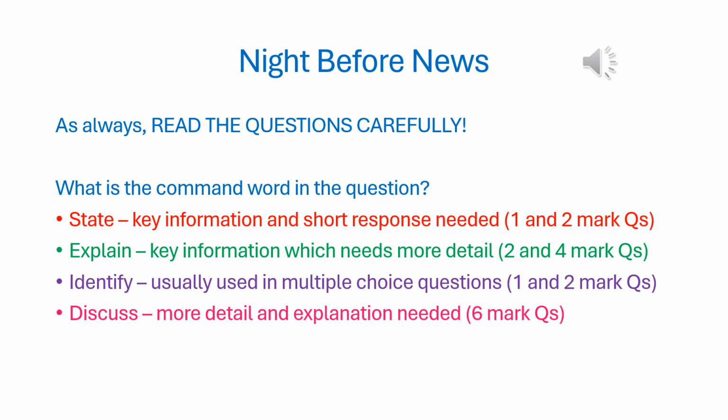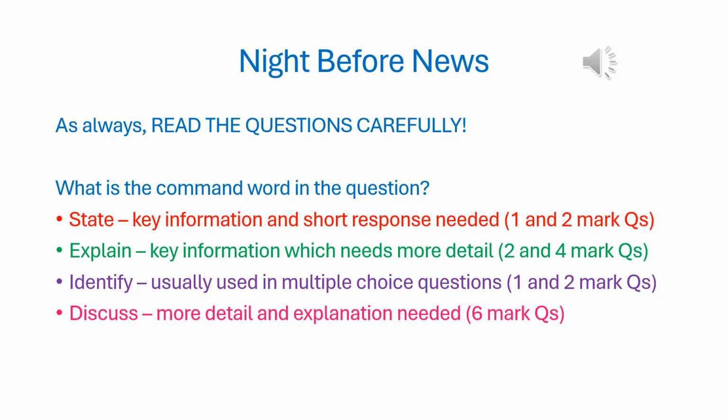Then you might get some explain questions where you need to give some key information and key detail like you would in state, but it needs a bit more detail, needs a bit more information. You might have to explain maybe what that thing means. And so those are going to be your 2 and your 4 mark questions. So usually you have to state that bit of information and explain what it means to get those 2 marks. And if it's a 4 mark question, you're probably going to be asked to do that process twice.